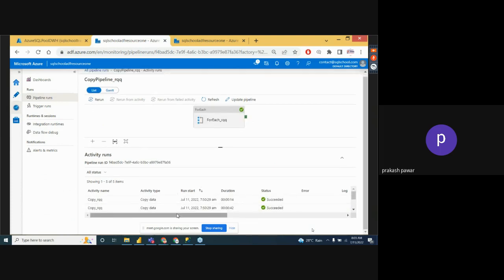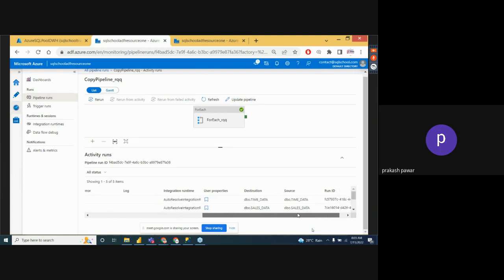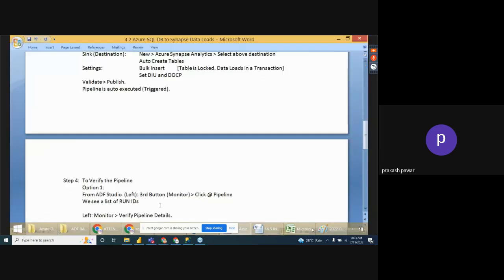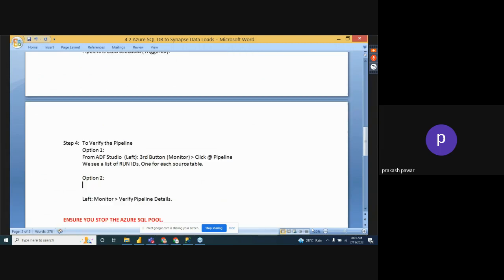We are almost done. I understand. Few attendees are about to leave to office. I understand. Almost done. 30 seconds. Run ID. Each table has its own run ID. Independent. So, independent transaction. List of run ID. One for each source table. Are we clear now? I'll wait. Yes, sir.